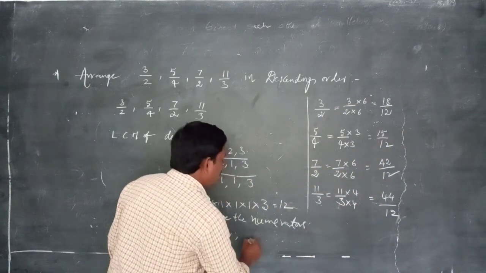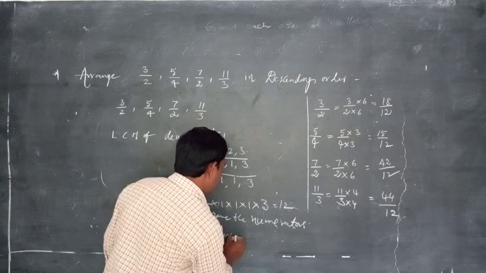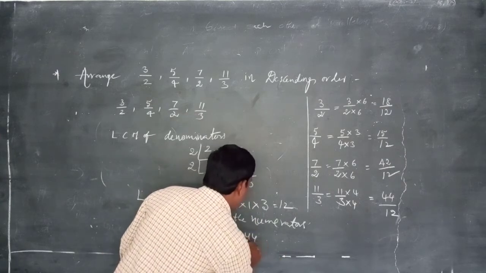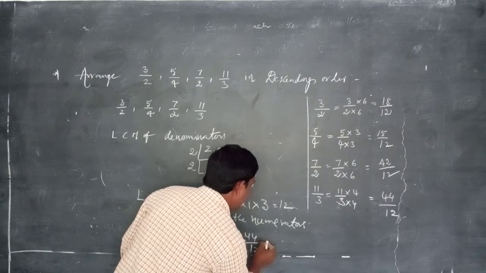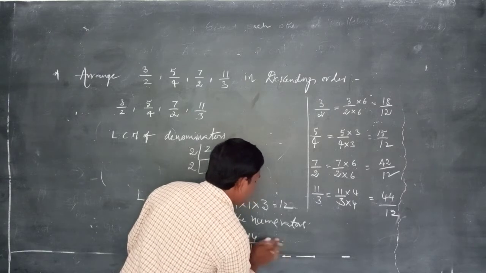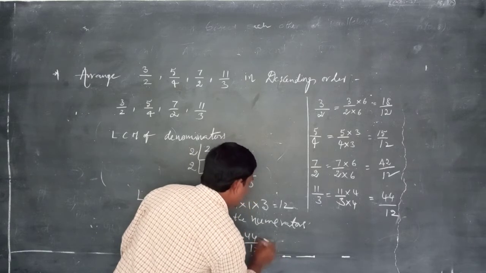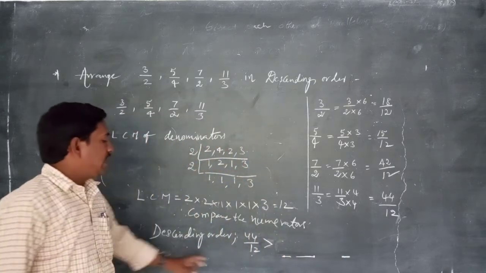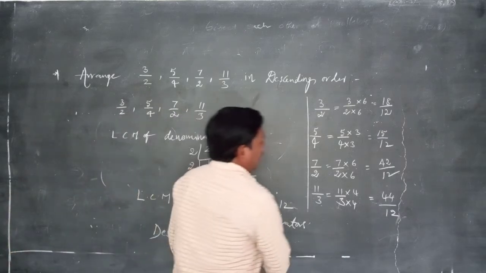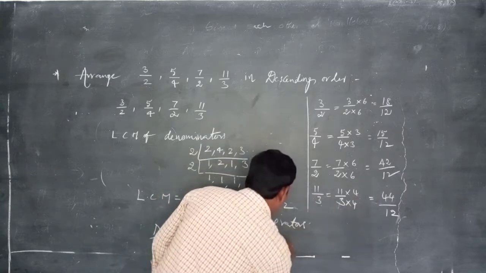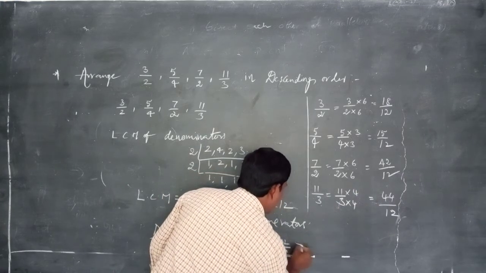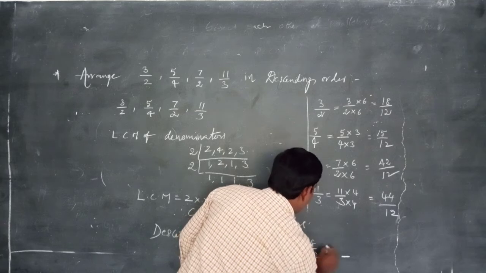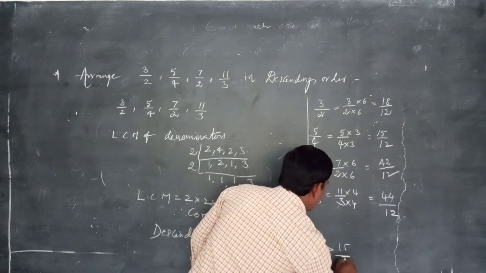So 44 by 12 is greater than. So what symbol do we have to use in descending order? Greater than symbol. Again 42 by 12 greater than 18 by 12 greater than 15 by 12.